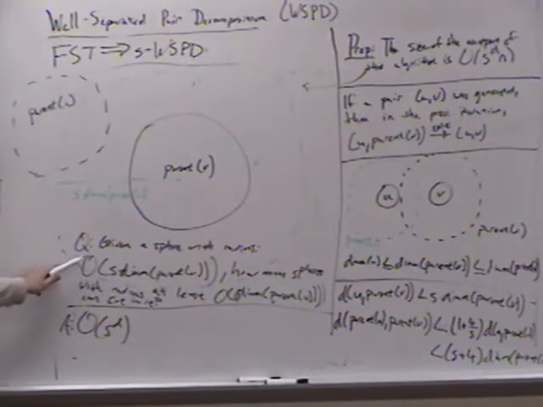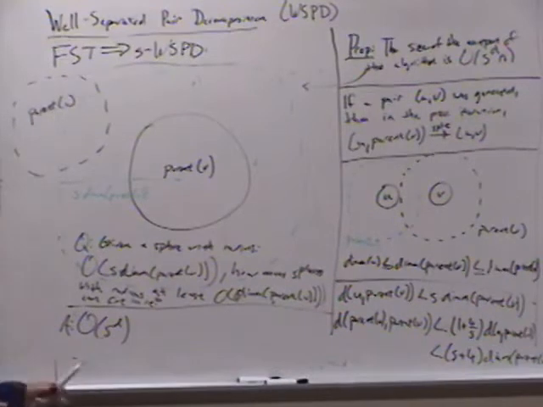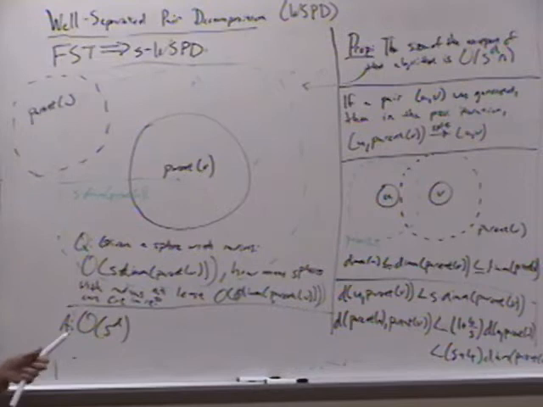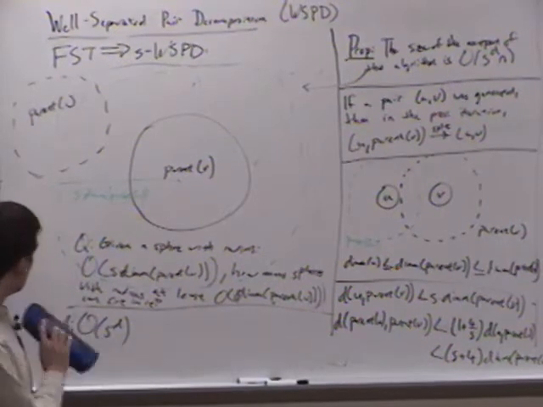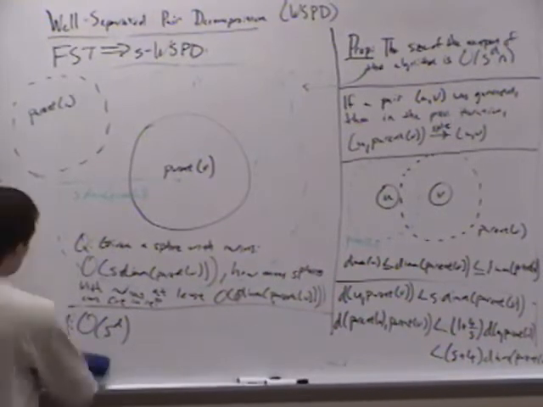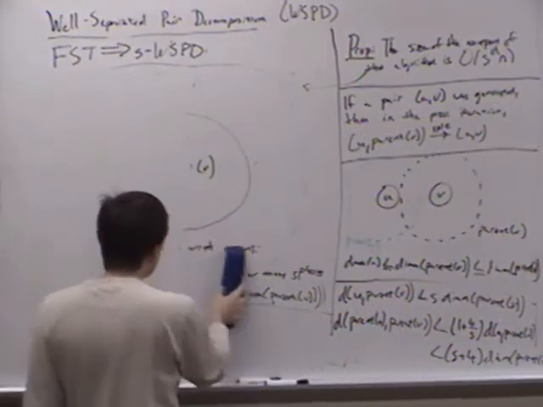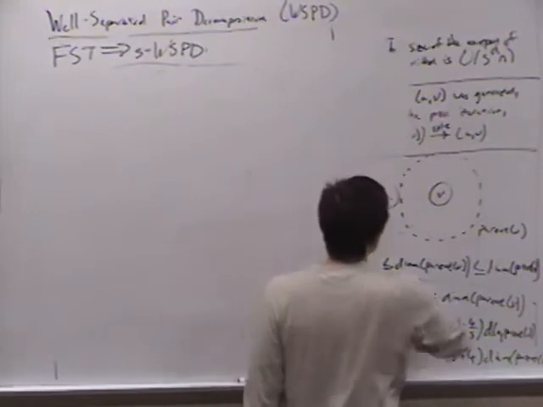I didn't prove this sort of packing result, but you can take my word for it. It's fairly clear that that should be about right. It's order s to the d. If you think of the radius of a sphere, the volume grows as a function of s. Any questions here? No. Okay, good. So that's the conclusion. The basic upshot is that if we use this fair split tree, we will be able to build well-separated pair decompositions that aren't too large.